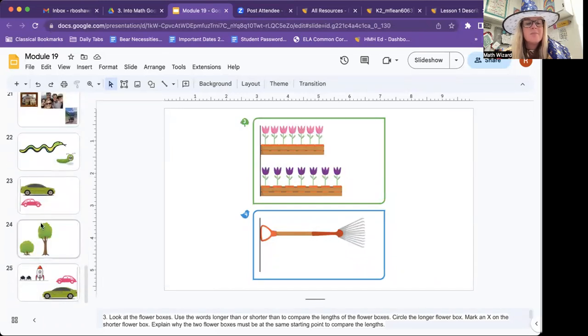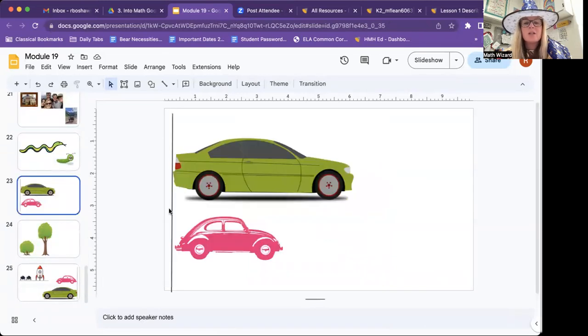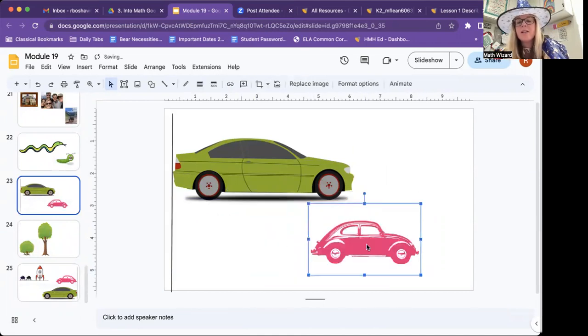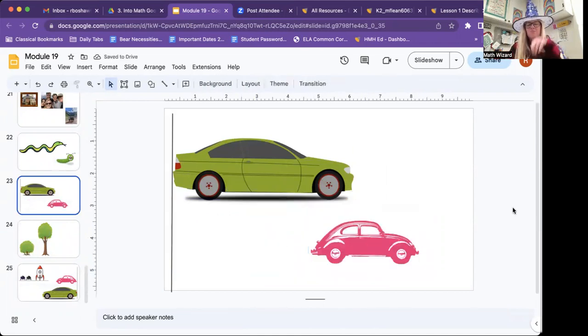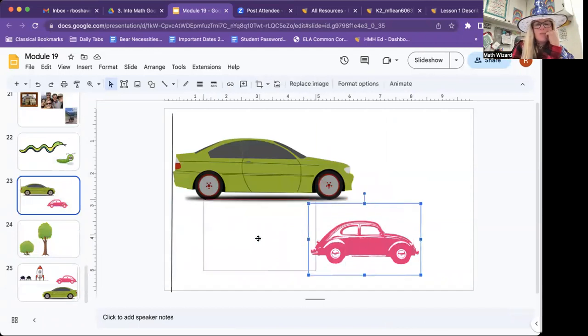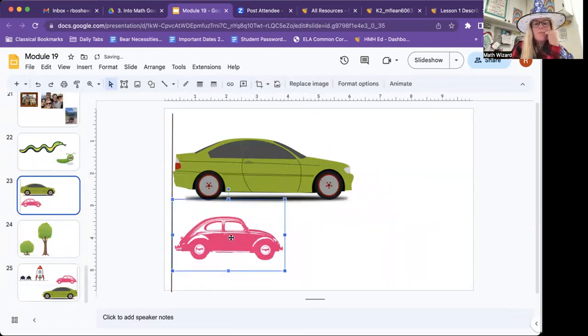Yeah. Because look, I'm going to show you this right here. Here's two cars. Okay. See how they're starting at the same length? They're starting at the same spot. If I went like this, which one is longer? Which one's shorter? It's kind of hard to tell, right? It's really important because that's the way you get an accurate measurement.